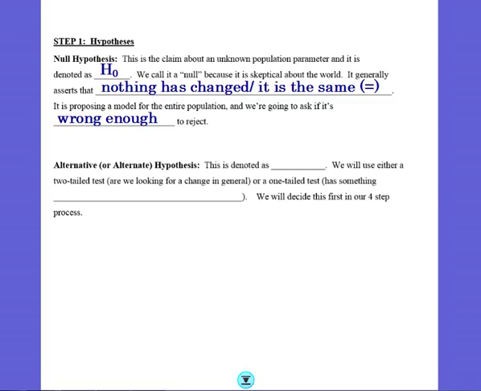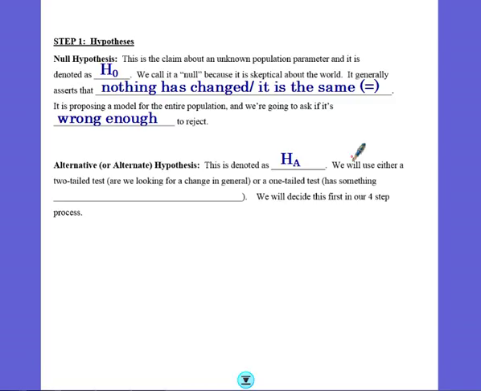The alternative, or the alternate hypothesis, is denoted as H sub A, essentially hypothesis A. We call it the HA. So you'll often hear me say the ho-ha. Ho-ha is referring to the null and the alternate. With the alternate hypothesis, that's what you're trying to prove.